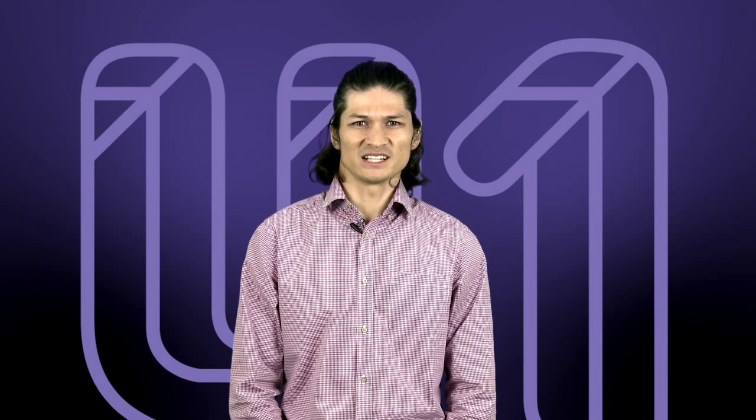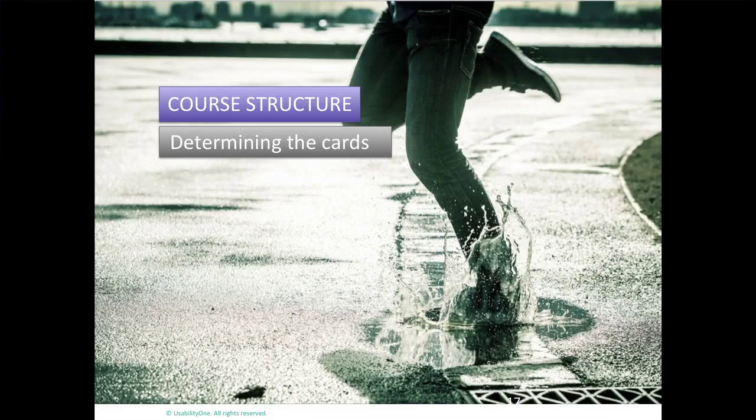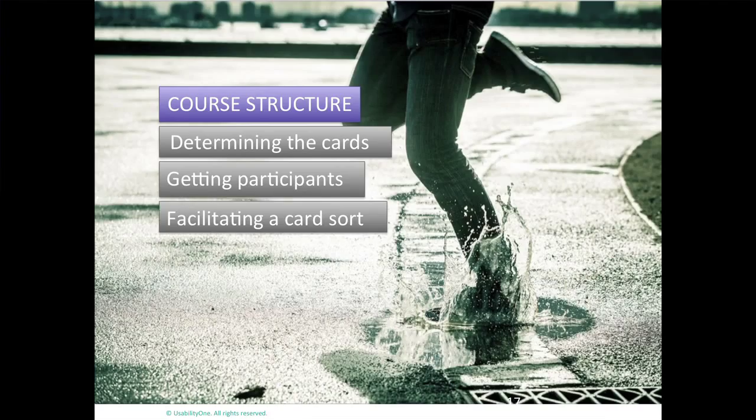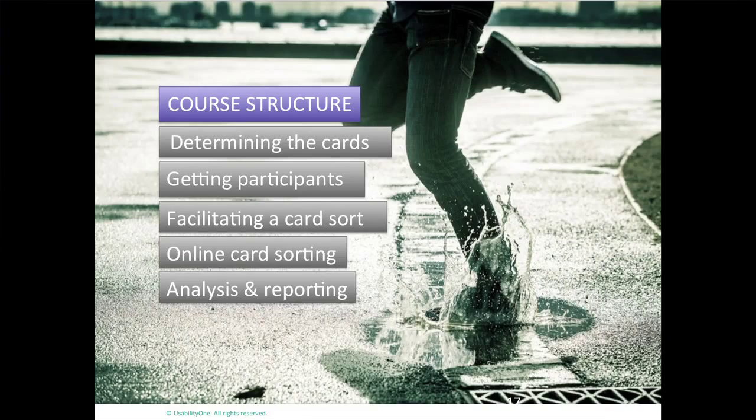So now you've got a basic idea of what a card sort is, what it can do for you. Here are the details of the rest of this course. Firstly, how to determine the cards for a card sort, and we'll give you some useful resources to help you do this. Getting your participants. How do you find the right participants for your card sort? Facilitating a card sort. Online card sorting. So in addition to that face-to-face card sorting, doing it online. Analysis and reporting. How to analyse the data from the card sorts and reporting the findings back to your stakeholders.